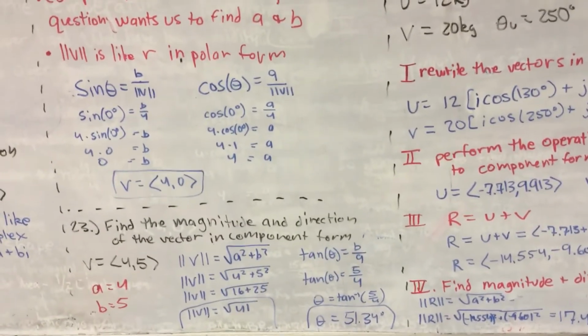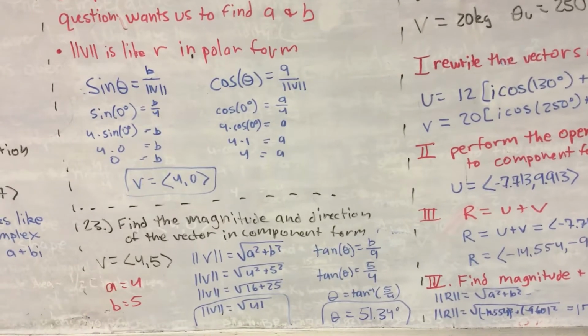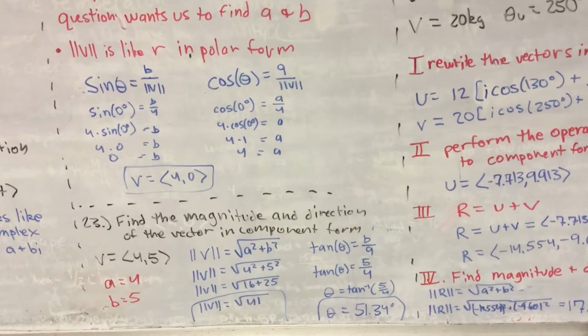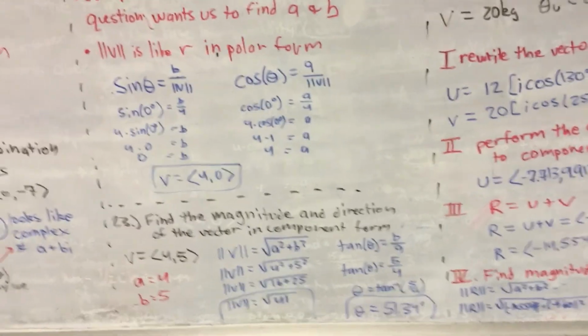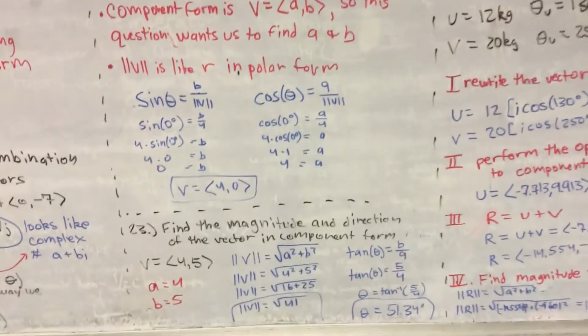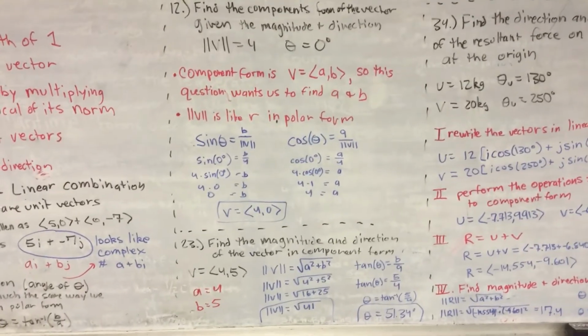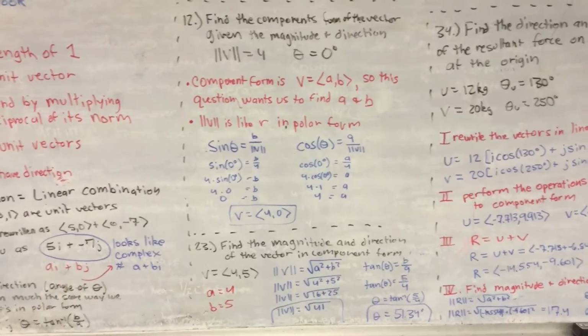Direction, remember, it's equal to the tangent inverse of b over a. We plug in our numbers, take the tangent inverse, and we got our direction. For these problems, if they're asking for degrees, make sure your calculator's in degrees. If they're asking for radians, make sure your calculator's in radians.